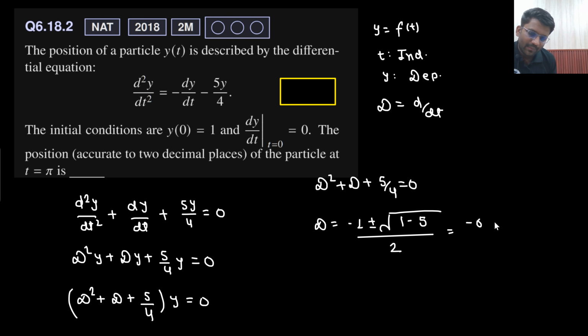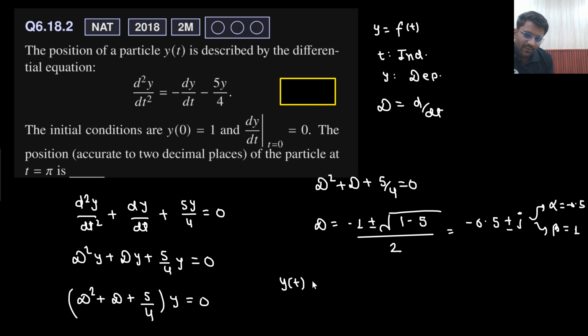So the answer will be minus 0.5 plus minus j. That's the answer that we are getting. Right? So what is the value of alpha? Sir, here the value of alpha is minus 0.5. And what is the value of beta? Sir, value of beta is 1. So what do you think? What will be the answer?